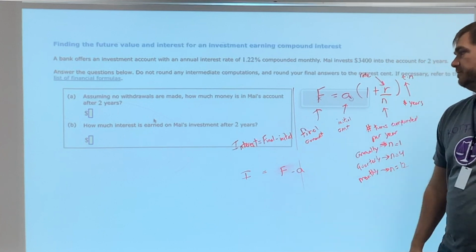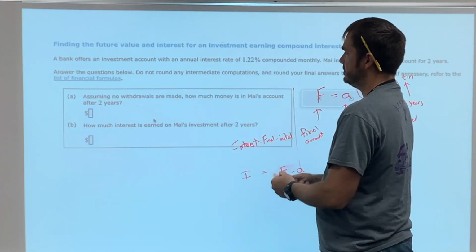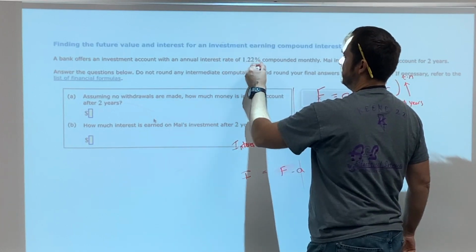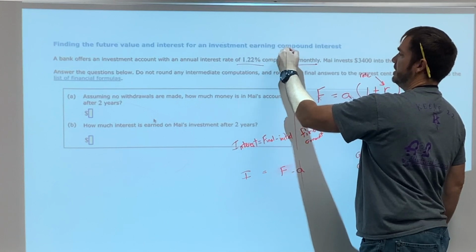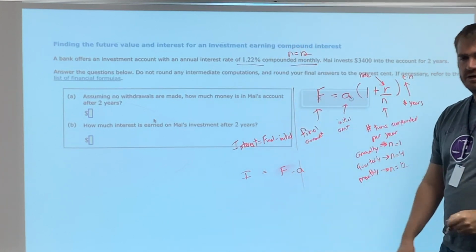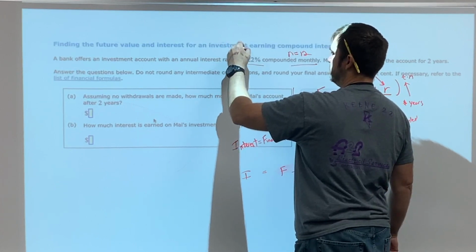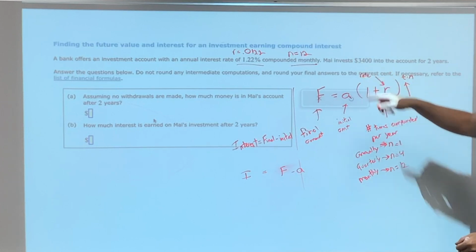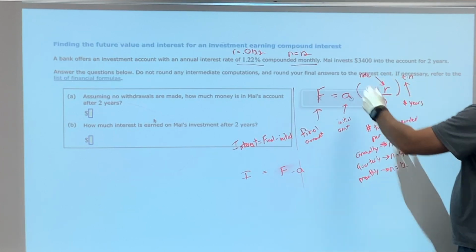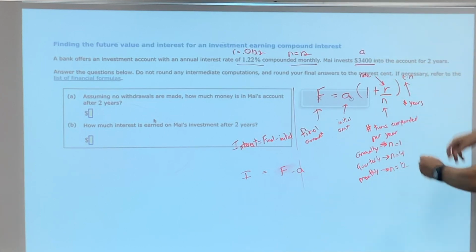All right. Let's look at one more problem here. It says the bank offers an investment account with an annual interest rate of 1.22% compounded monthly. I say monthly, I say, going right there, N is equal to 12. 1.22%, so that means R is going to equal 0.0122. I think that's saying my invests $3,400, so that's the initial amount A, for 2 years, that's our T value.